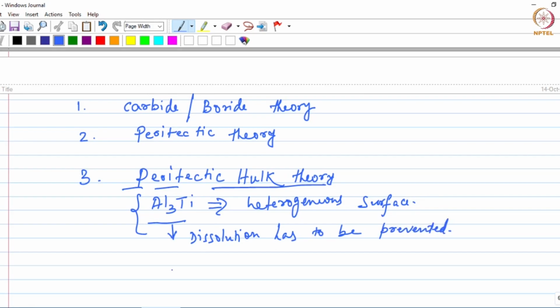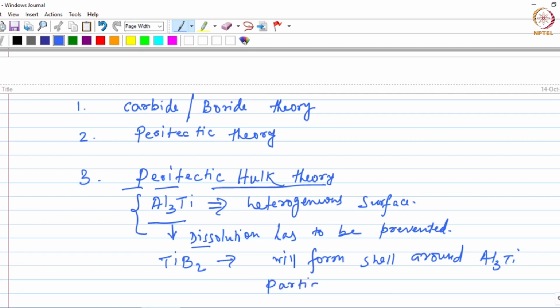So this peritectic hulk theory suggests that the presence of the TiB2 particles will help in preventing this dissolution, because these particles will form a shell around the Al3Ti particles, and that is how, with the help of this shell or the hulk which forms around the Al3Ti particles, their dissolution can be prevented for them to act as the heterogeneous surface for the nucleation.